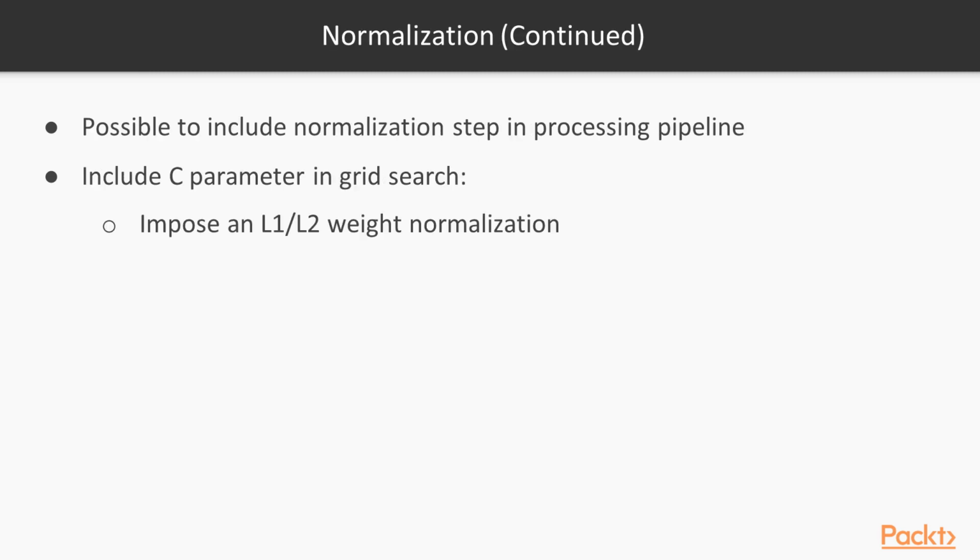As we're going to see in the next step, it's possible to include the normalization steps in the processing pipeline as one of the first actions, and include the C parameter in grid search in order to impose an L1-L2 weight normalization during the training phase.